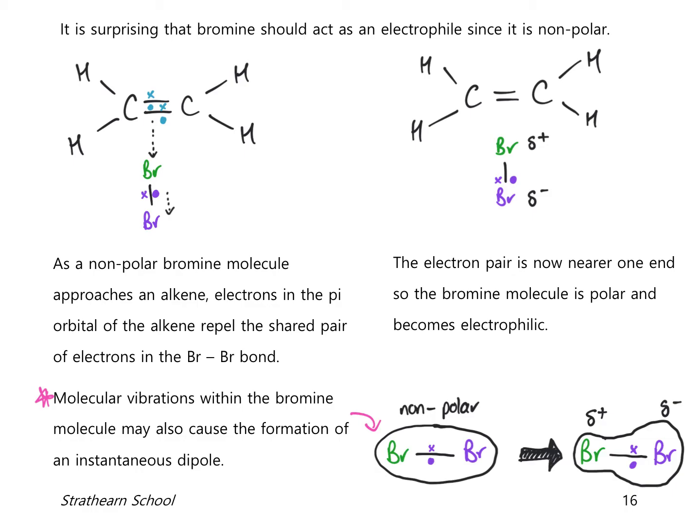And the second thing, these are almost two separate ways that it can do it, are molecular vibrations causing instantaneous dipoles, where your molecule becomes slightly positive at one end just by molecular vibrations causing the electrons to move slightly within the molecule. Once it has then got that at least temporary dipole within the molecule, then it's ready to act as an electrophile and proceed by the mechanism that we saw at the top of the page.